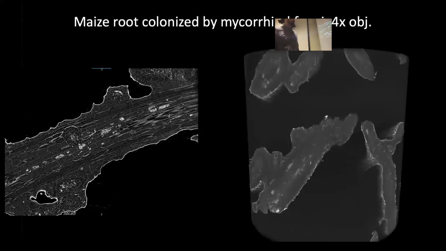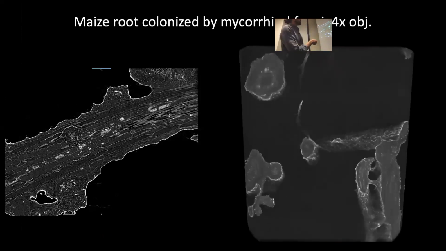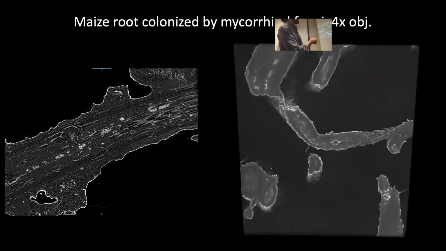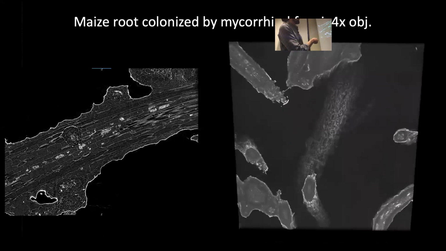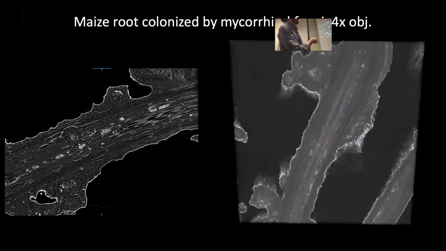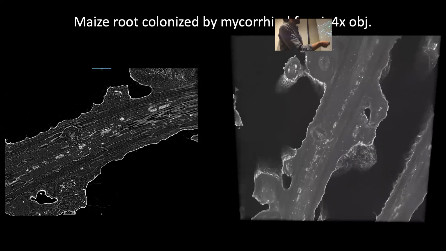And I think I'll skip over this. This one's maybe a little easier to interpret. So here's just a 2D slice, and you can see the cells of maize root and all these white structures, which are 2D slices of the arbuscules. But of course, we have the 3D object itself.